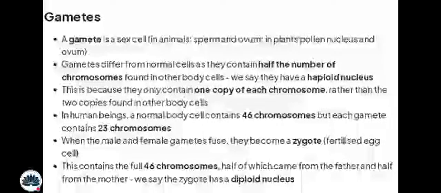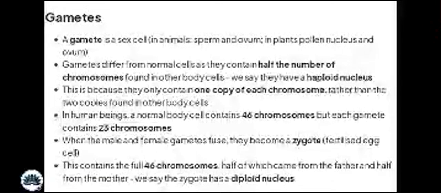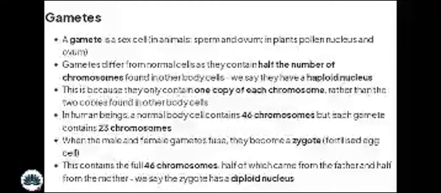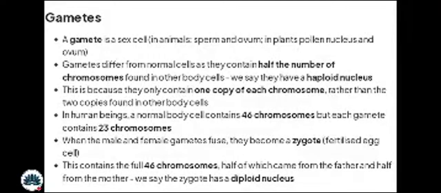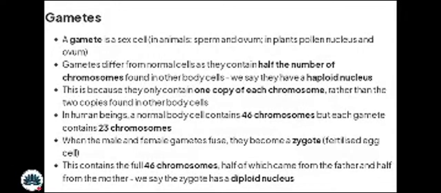So now, the sperm cell consists of 23 chromosomes and the ovum consists of 23 chromosomes, and they combine to have the 46 chromosomes to generate a new living organism. This is because gametes only contain one copy of each chromosome, rather than the two copies found in other body cells. Obviously, there's a copy in human beings.